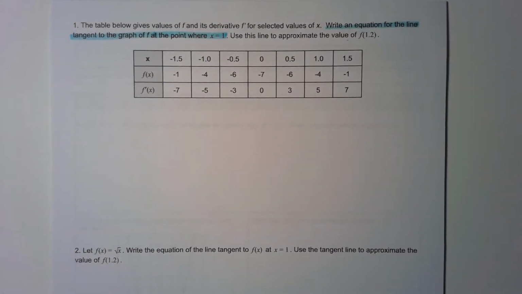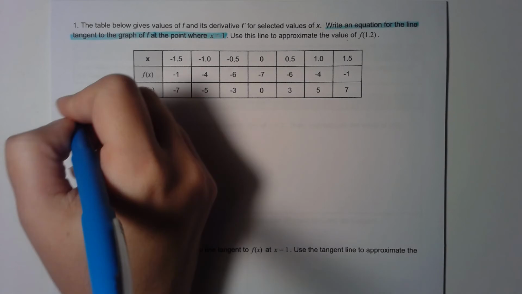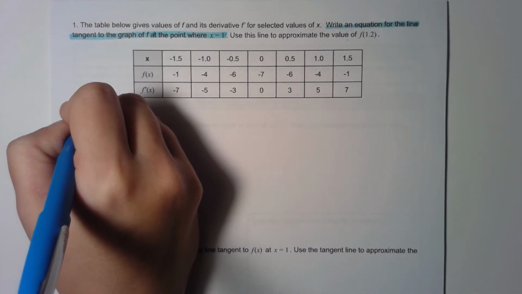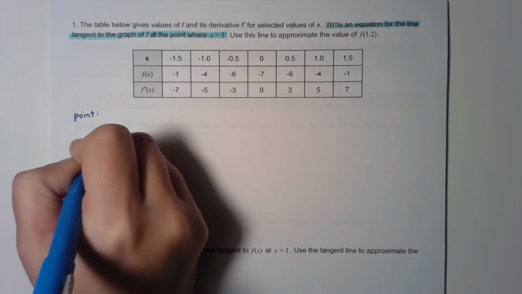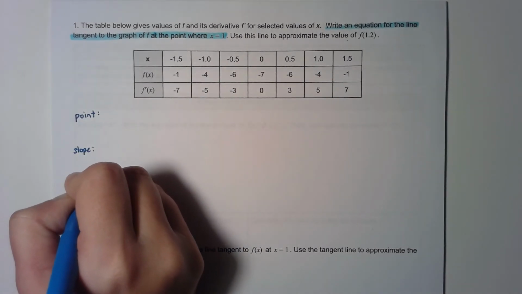Okay, in order to write the equation of a tangent line, as soon as I see that, I'm going to make a list that I need a point, I need a slope, and then I can write my tangent line.